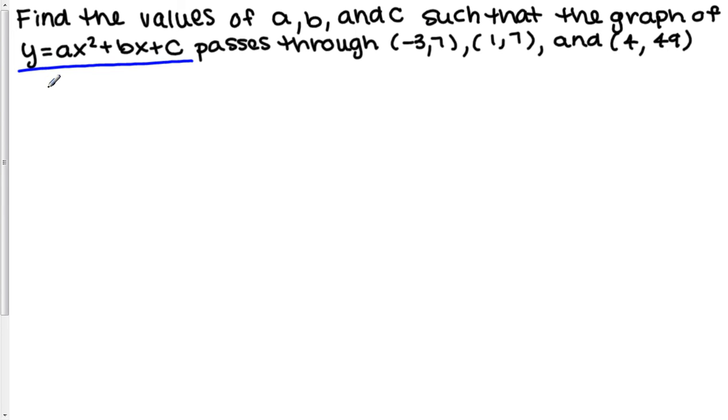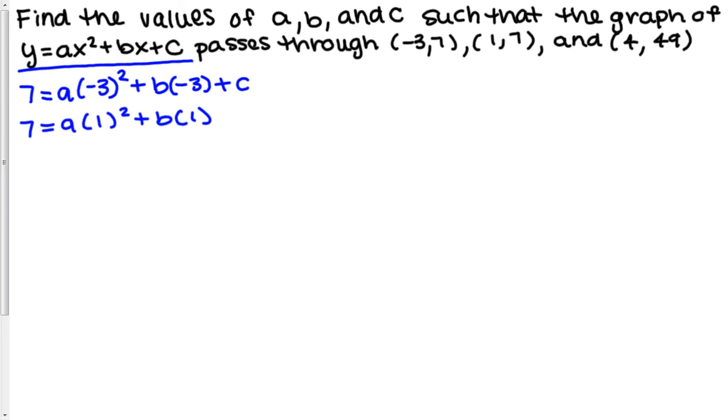So in my first one, my y is 7 and my x is negative 3. So everywhere there is an x, I'm going to put negative 3. Everywhere there was a y, I put 7. My second equation is going to have the point 1, 7. So 7, x we replace with 1. And then 4, 49 for my third equation.